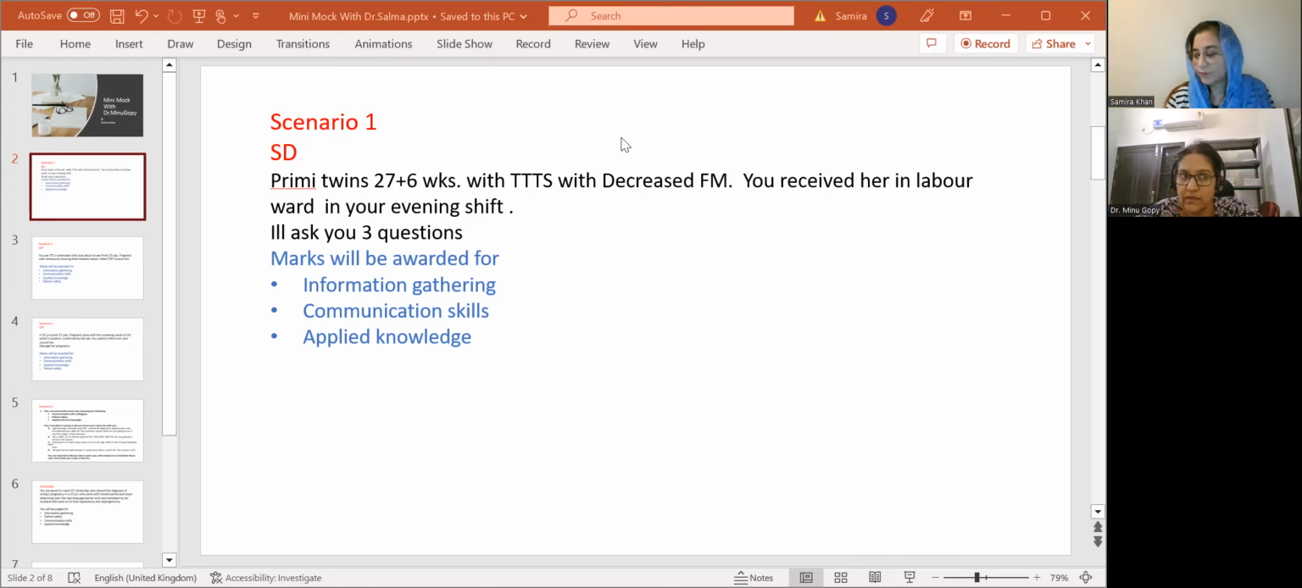And if at all, after informing my consultant, we can also consider giving her magnesium sulfate for neuroprotection. I would do an immediate consultation with the neonatologist and see if there are two beds available in the NICU, whether all the facilities are available for neonatal care there, in case any emergency CS is required.